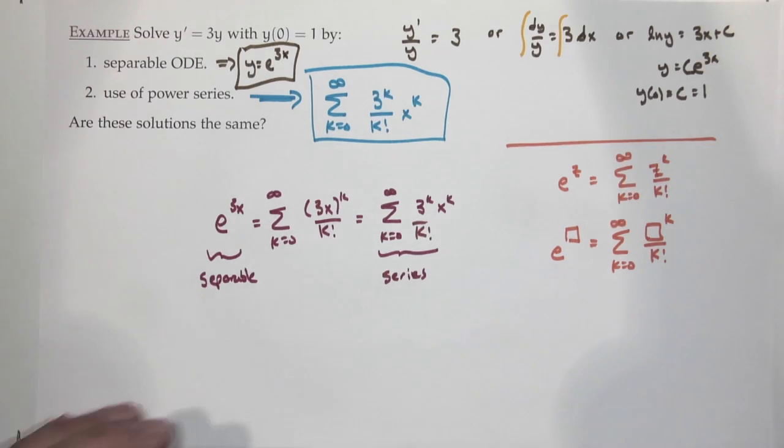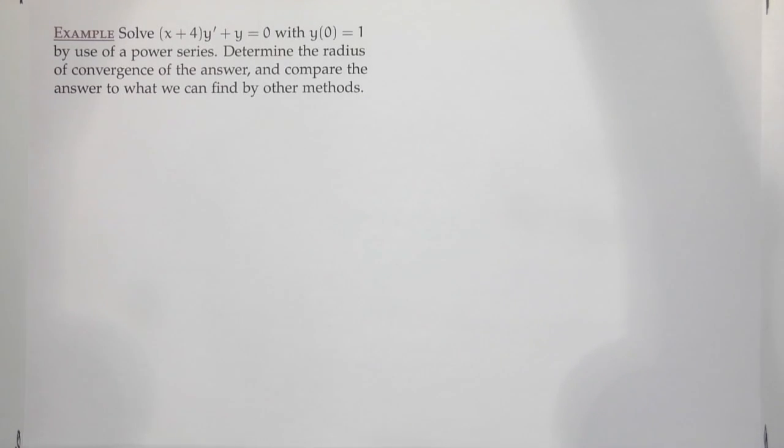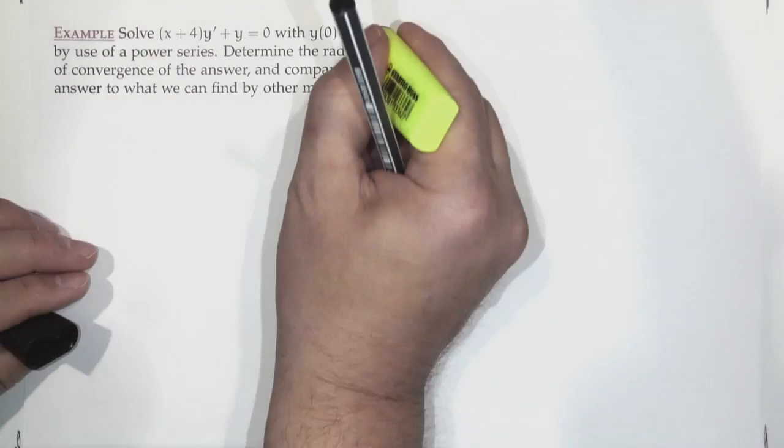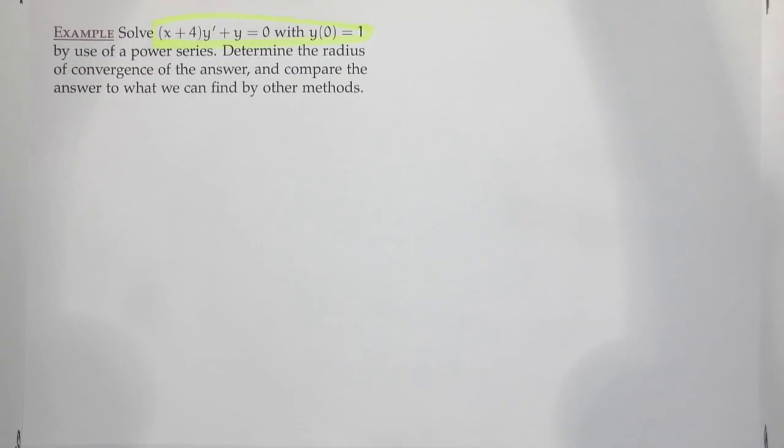Good. Then we're ready to move on to the second problem for today. Let's solve (x plus 4)y prime plus y equals 0 with y of 0 equals 1 by use of a power series, and determine the radius of convergence of the answer. Ooh, cool, radius of convergence. We'll get to that. And compare the answer to what we can find by other methods. Oh, man, there's a lot going on here, a lot to unpack. All right, but we'll start by the first thing it tells us, which is to solve this by use of a power series. So there's our differential equation.